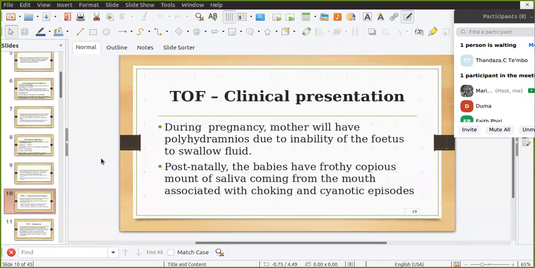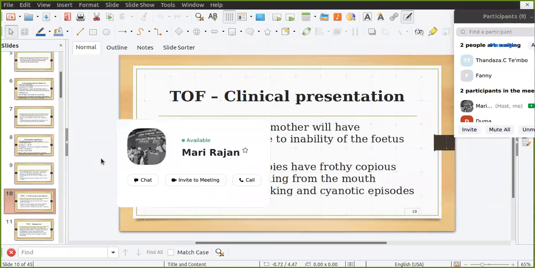Let us look at the presentation of the TOF, tracheoesophageal fistulas. You find that during pregnancy, the mother will have polyhydramnios. When you talk about polyhydramnios, this is a condition found in obstetrics, where the mother has excess amniotic fluid during pregnancy, to a point whereby sometimes when you try to palpate, you are unable to palpate.